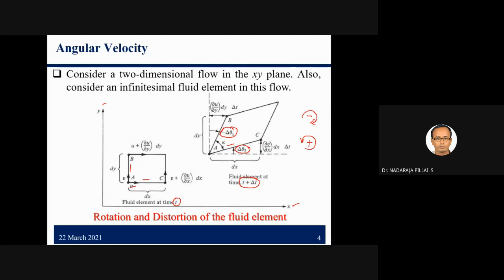Let us say the velocity. You have u here, and this distance is dy and this is dx, the elemental distances. And we can write, if this is u, then this is u plus dou u by dou y into dy. Then similarly here v, we can write v is equal to dou v by dou x into dx. So now let us start.